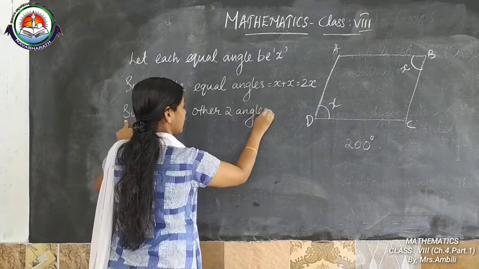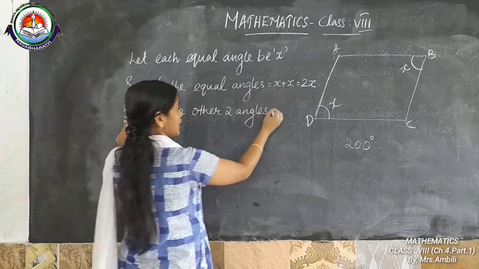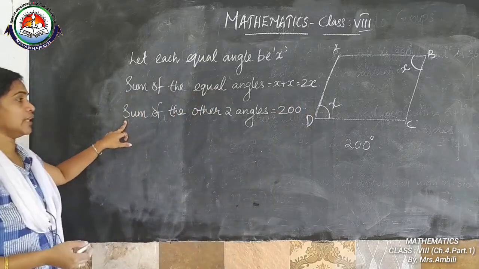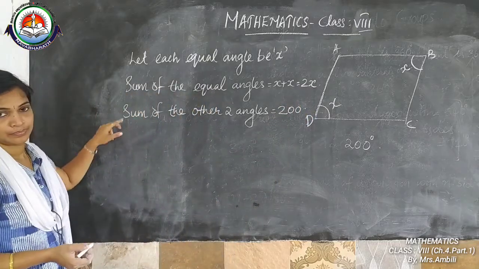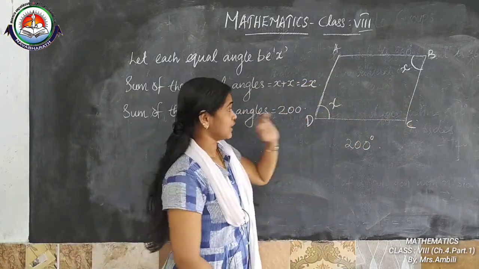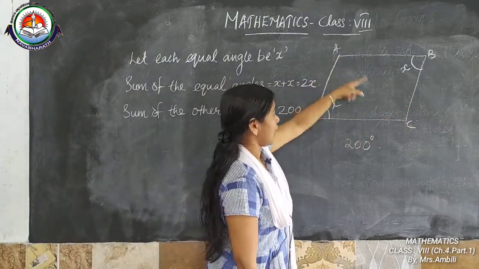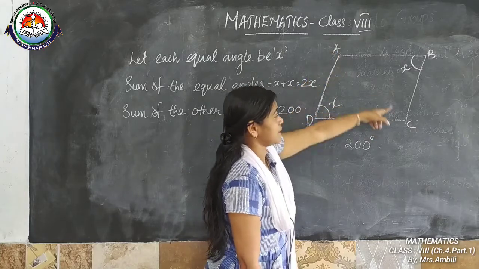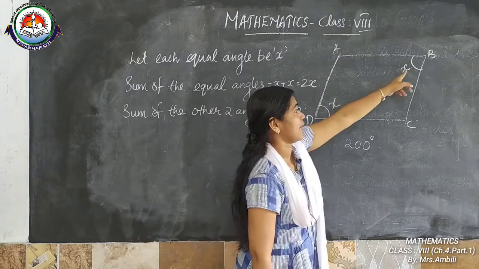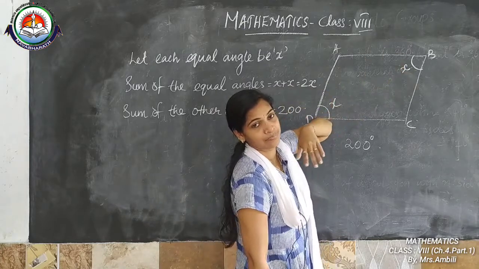It is already given in the question. What is the sum of the other two angles? 200 degrees. It is already given. The sum of the other two angles is 200 degrees, that is angle A plus angle C. So now we know that angle A plus angle C equals 200 degrees, and angle x plus angle x is 2x degrees.